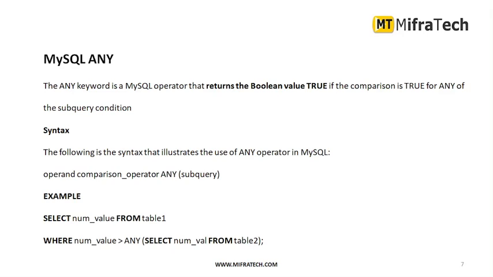MySQL ANY. The ANY keyword in MySQL is an operator that returns the boolean value true if the comparison is true for any of the subquery values. We can see the example; you can easily understand the definition. SELECT num value FROM table 1 WHERE num value > ANY (SELECT num value FROM table 2). We are selecting the number value from table 1 where the num value is greater than any num value from table 2. It will compare the two tables and give a boolean value true.